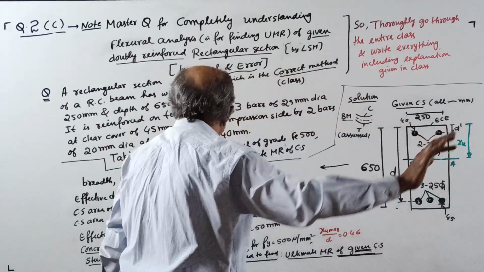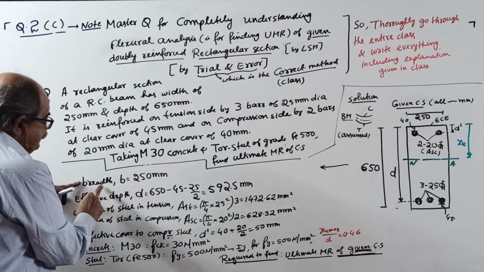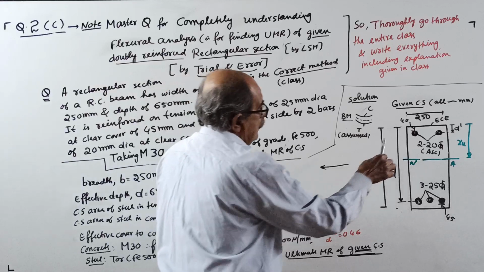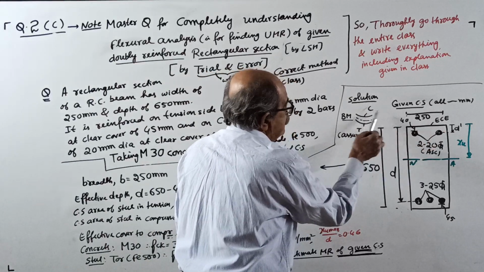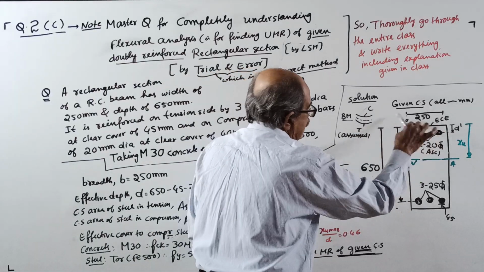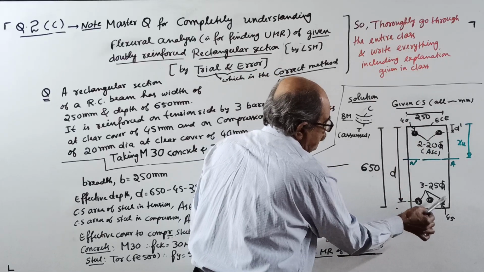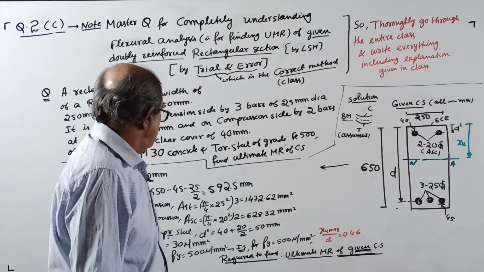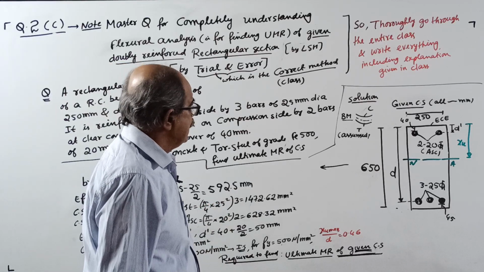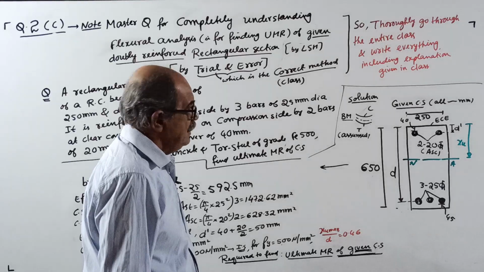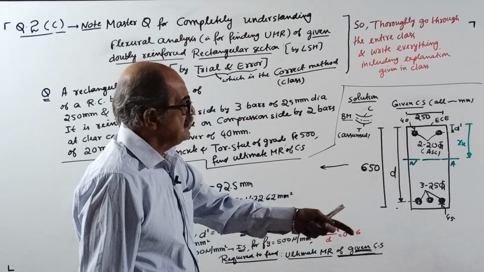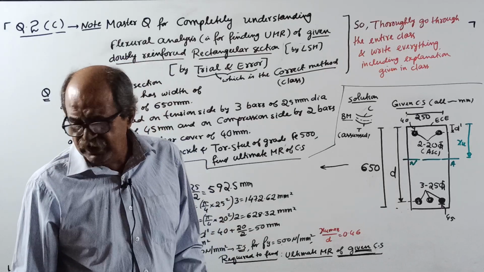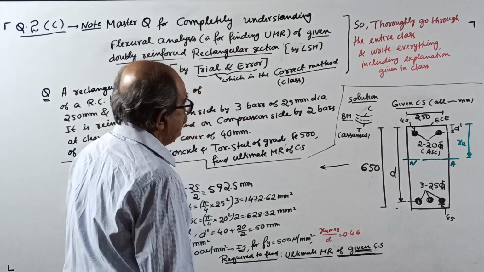Everything: breadth B, 250 mm. Effective depth D, from the extreme compression edge, top, to the center of tension steel, is 650 minus 45 minus half of 25. It is 692.5. Correct answer? I think most probably. I don't have a calculator here, but we can check easily: 650 minus 45 minus 12.5 gives 692.5. Okay, done.